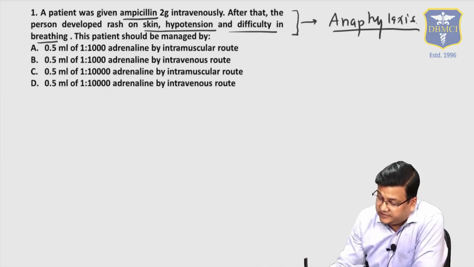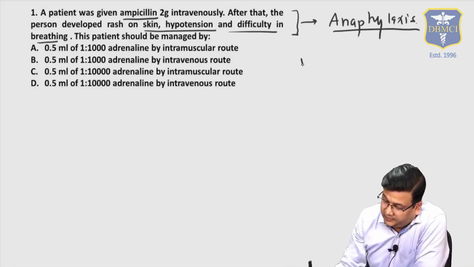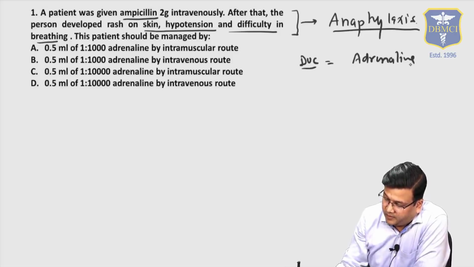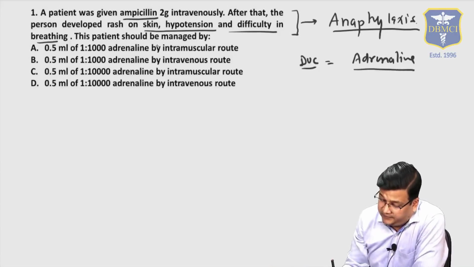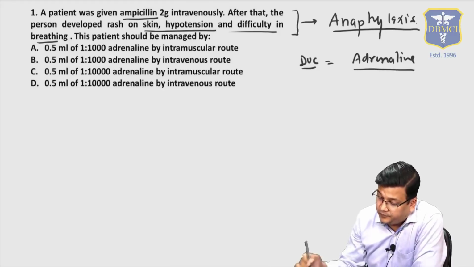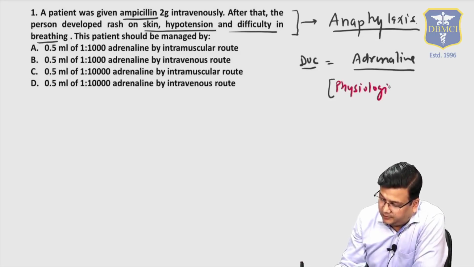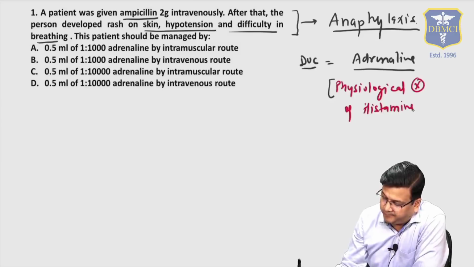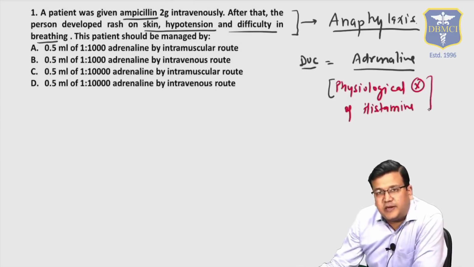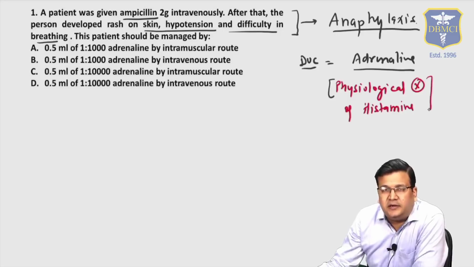Now in treatment of anaphylaxis, first of all, the drug of choice is adrenaline. So we need to see how many options provide adrenaline. We see all the options are about adrenaline. So remember, adrenaline is the physiological antagonist of histamine. Anaphylaxis is caused by histamine. The main mediator is histamine, and adrenaline is the drug of choice because it is the physiological antagonist of histamine. So that is the number one thing to select the drug to be used.